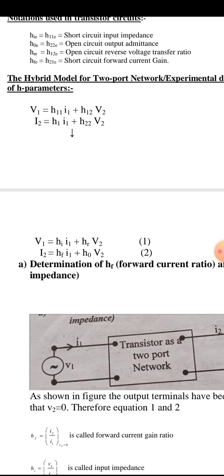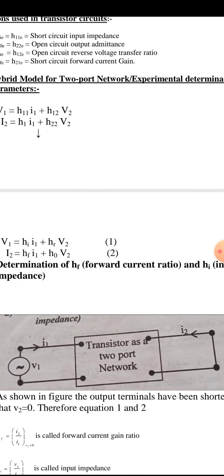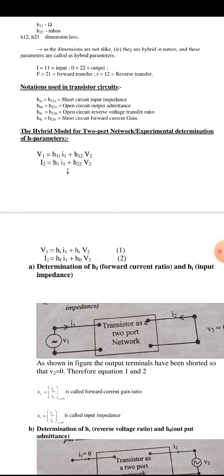From this, write the equations in the form of hybrid parameters. V1 is equal to HI I1 plus HR V2. This is equation number 1. Then I2 is equal to HF I1 plus HO V2. Find out the terms one by one. First, the determination of HF, the forward current ratio, and the input impedance.